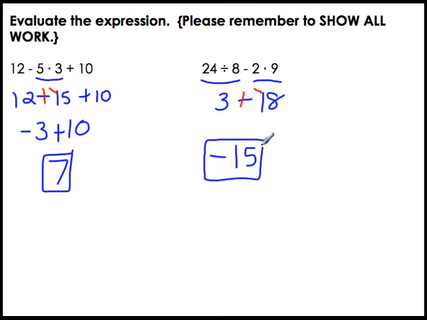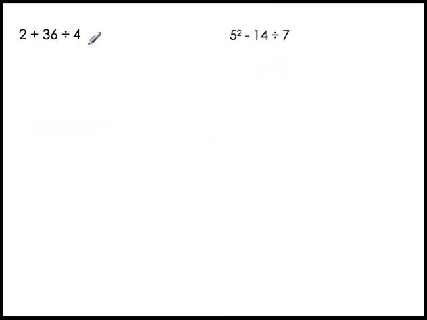Next one. Again, no parentheses, no exponents, so I'm going to go ahead and do the 36 divided by 4. So I'm going to drop down 2 plus. 36 divided by 4 is 9, and then 2 plus 9 is 11. Okay, so just follow the order of operations all the way along.